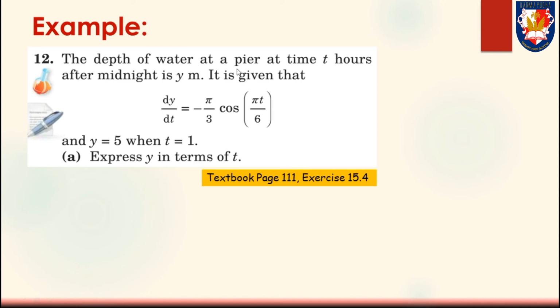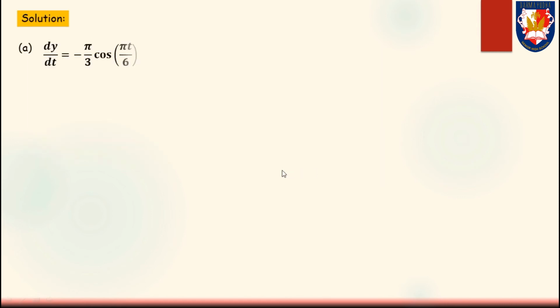The depth of water at a pier at time t hours after midnight is y meter. It is given that dy dt equals negative pi over 3 cosine pi t over 6 and y equals 5 when t equals 1. Express y in terms of t. Here is the solution. So dy dt equals negative pi over 3 cosine pi t over 6. So based on the integral definition, we'll have y equals integral of negative pi over 3 cosine pi t over 6 dt. Using the constant multiple rule, we'll have y equals negative pi over 3 times the integral cosine pi t over 6 dt. And we will work on integral of cosine dt.